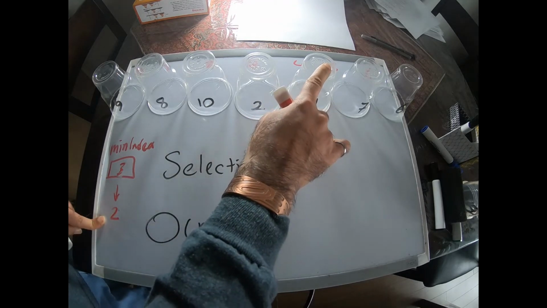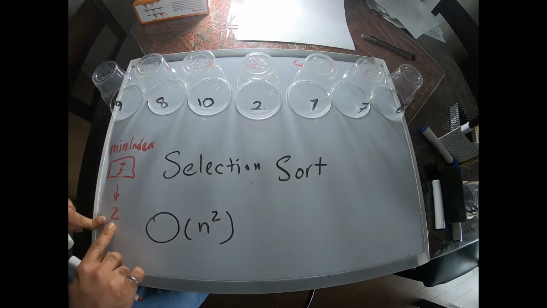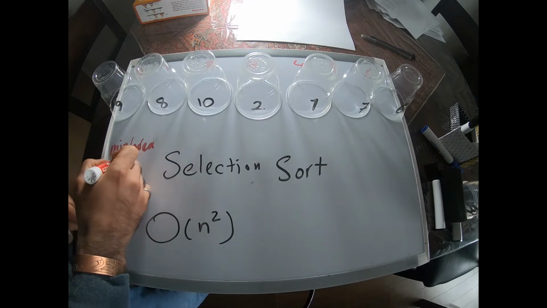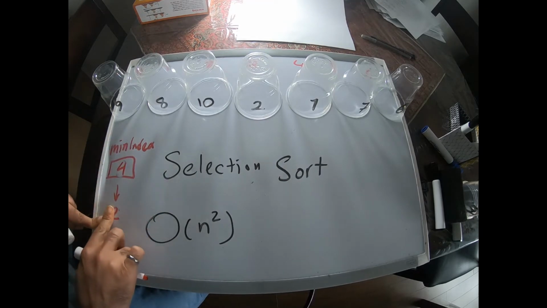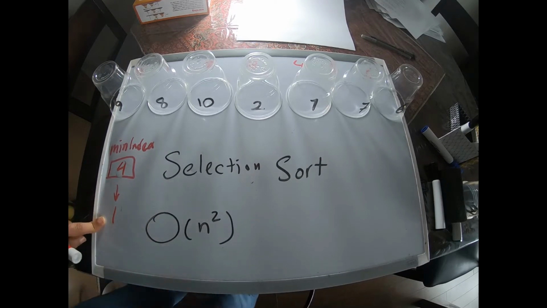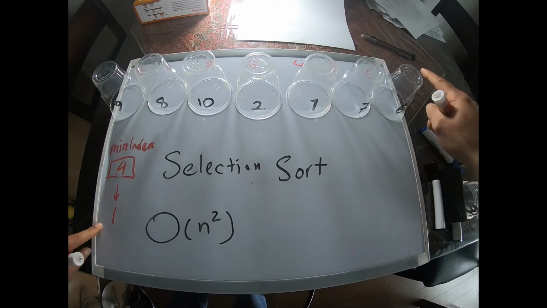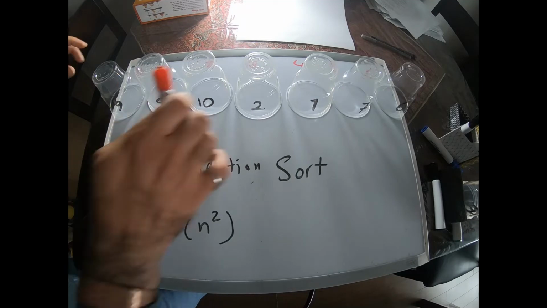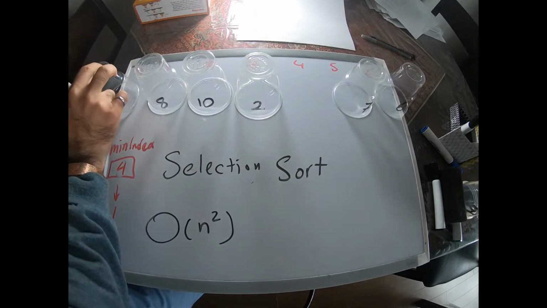Is 1 smaller than this? Yes, it is. So I need to change the minimum index. Minimum index becomes 4, and my minimum number is 1. Right? I compare 1 and 7, no change. 1 and 6, no change. So now I found my minimum number. What I do, I swap these two elements.